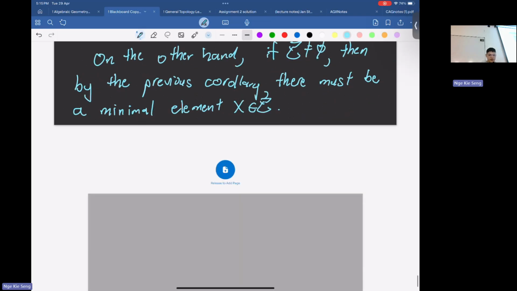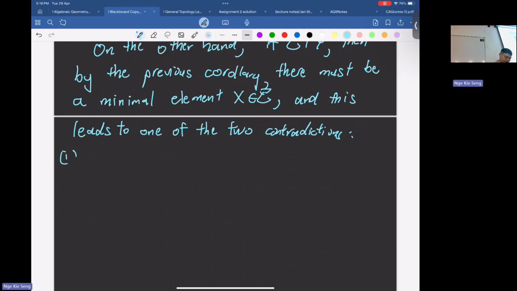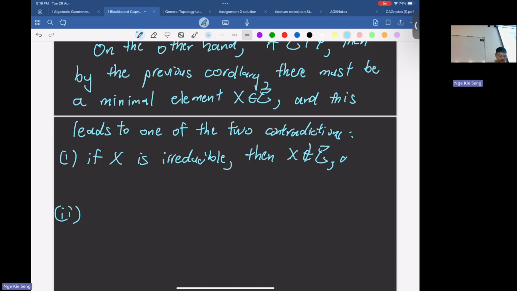And again, this will lead to one of two contradictions. So let's see what the contradictions are. Well, if X is irreducible, then it shouldn't be inside the set here, because it is just equal to itself. So this is the first contradiction.